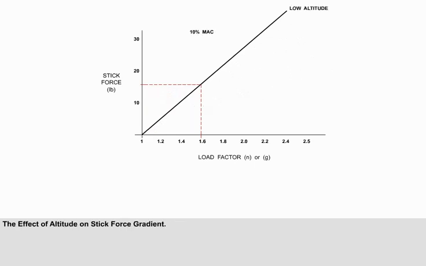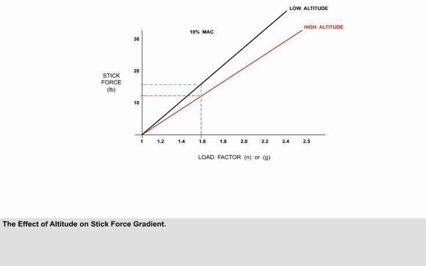We can now consider the effect of altitude on stick force per G. At higher altitude, the stick force gradient is reduced. This is due to reduced aerodynamic damping. In conclusion, the possibility exists that the forward CG limit could be set to prevent an excessive stick force gradient, and thereby an inability for the pilot to maneuver the aircraft adequately.